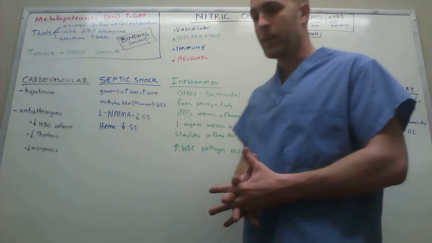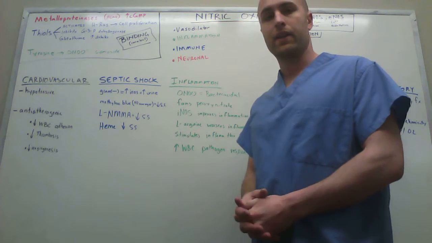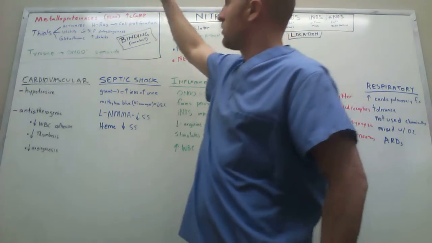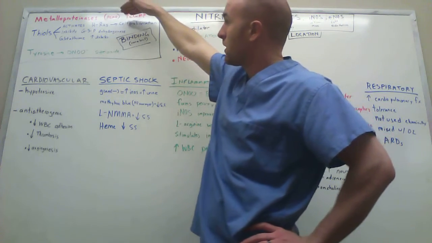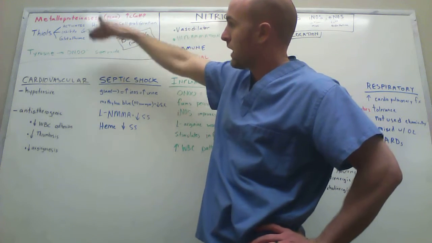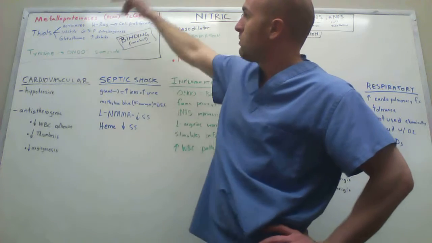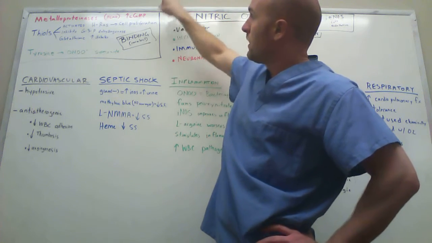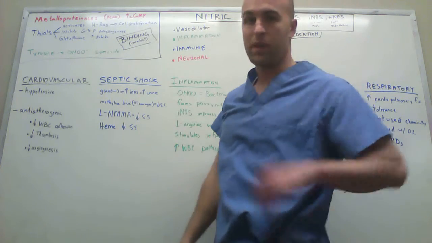So nitric oxide, when it gets into the body, is going to bind in several different places. There are 3 general categories. It can bind to metalloproteinases, it can bind to thiols, or it can bind to tyrosine. If it binds to metalloproteinases, hemoglobin is an example, that's going to increase cyclic GMP.